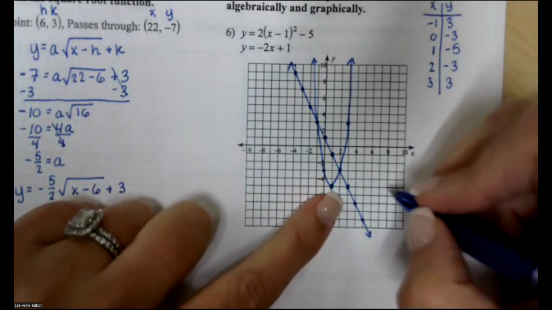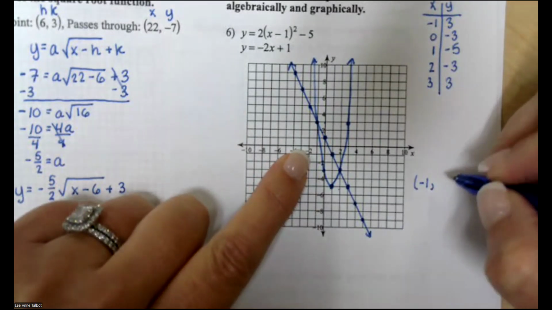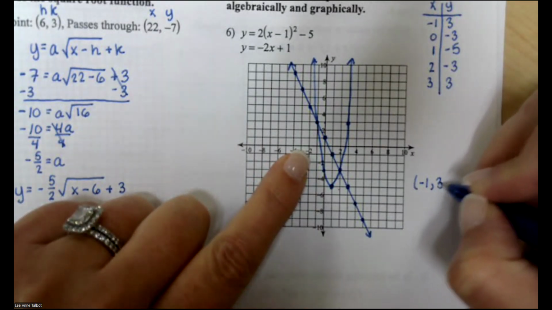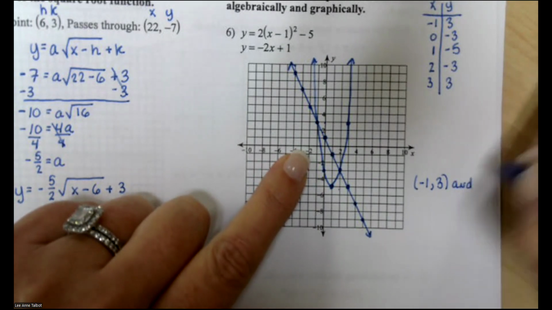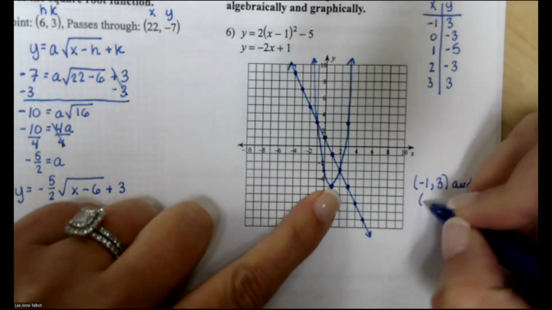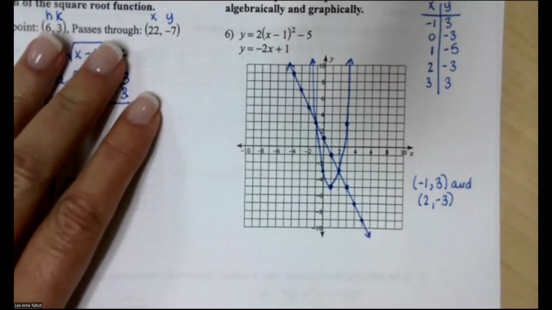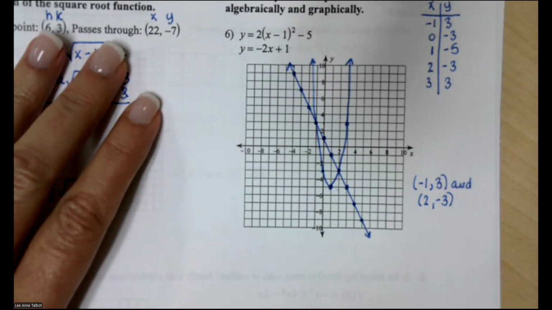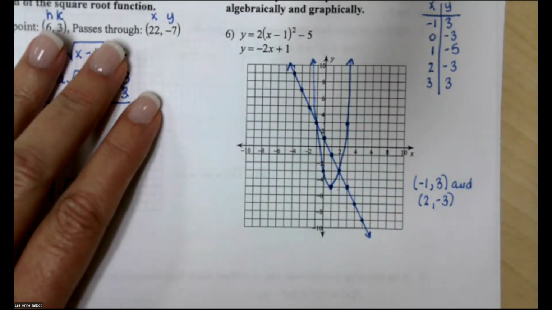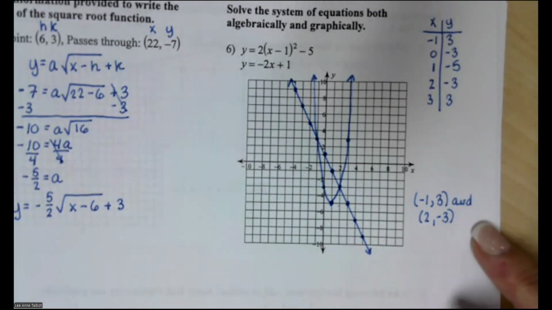Okay, so my points of intersection are (-1, 3) and (2, -3). Everybody agree with those points? Okay, so that's the graphical piece. And the good part is you're going to be able to match your algebra with this.